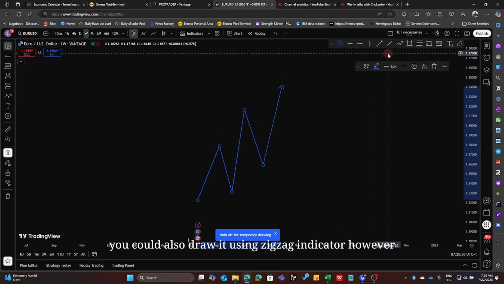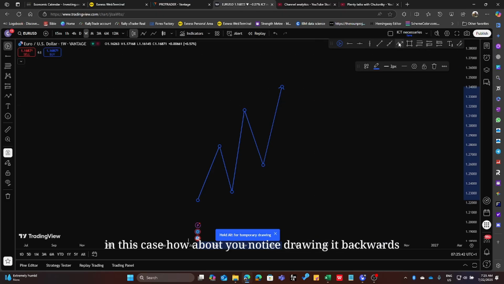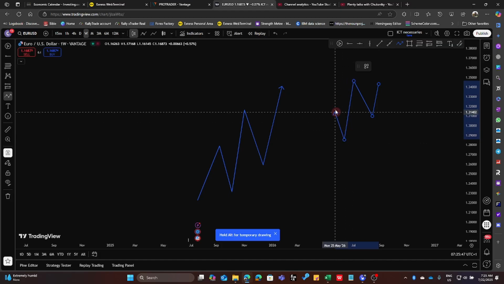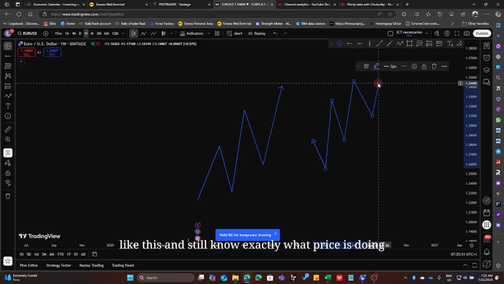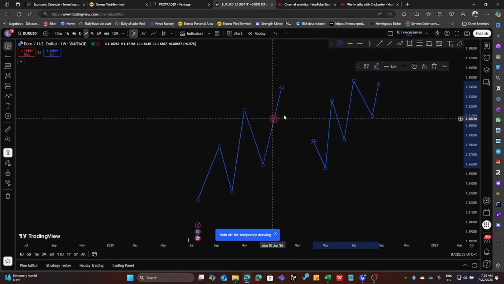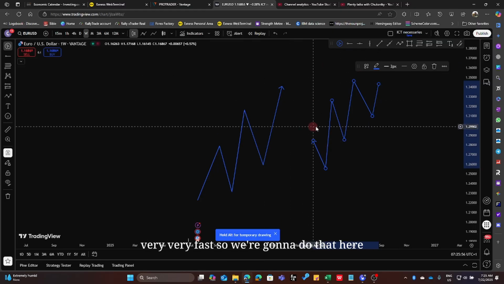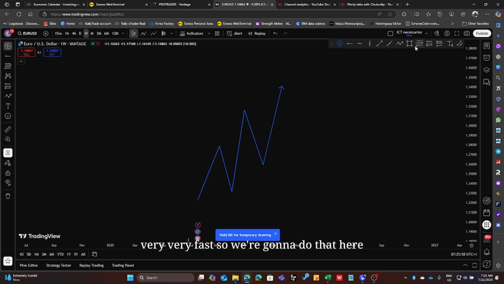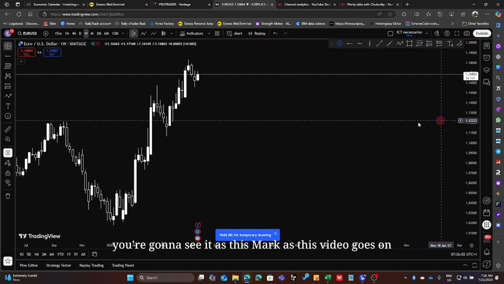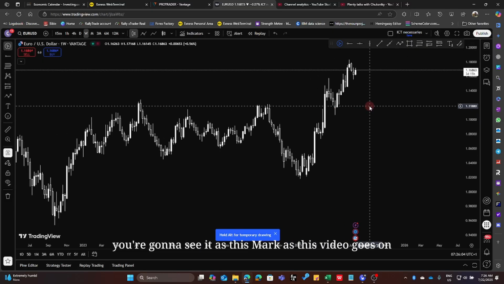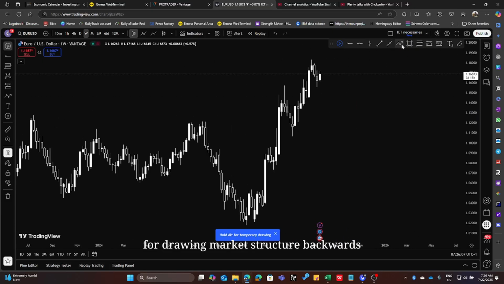You could also draw it using the zigzag indicator. However, in this case, how about you notice drawing it backwards? Imagine you could draw market structure backwards like this and still know exactly what price is doing. Isn't that going to be interesting for you? Very, very fast. So we're going to do that here. Also, the indicator we're going to be introducing, stick long enough, you're going to see it as this video goes on. For drawing market structure backwards, we're going to start from exactly where market is.